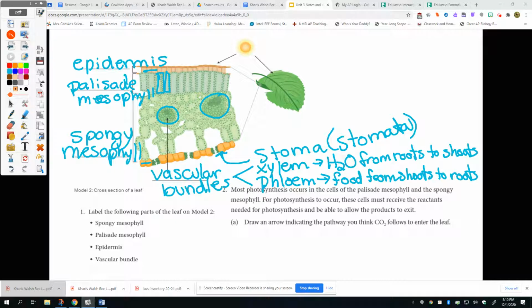And what is the food that it's going to transport? The food it's going to transport is glucose. All right, so now we've labeled our diagram, and the next few questions ask us to draw some arrows.